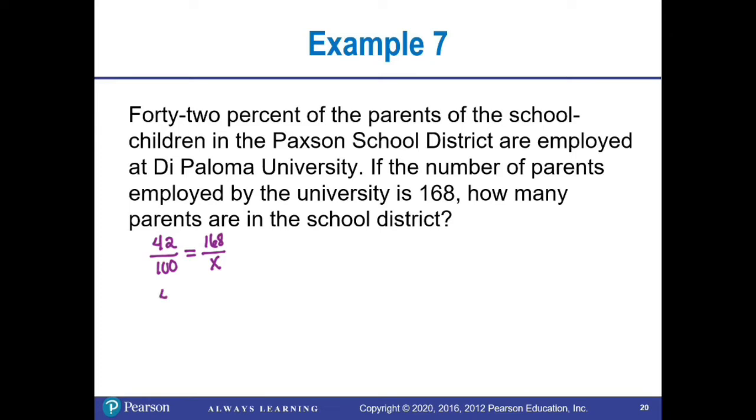Cross multiply, 42 times x is 42x, and 100 times 168 is 16,800. Divide both sides by 42, use your scratch paper to divide, and you get that x is 400. So there are 400 parents in the school district.